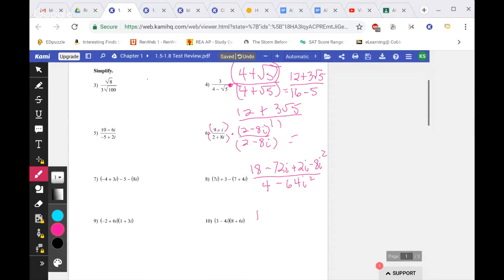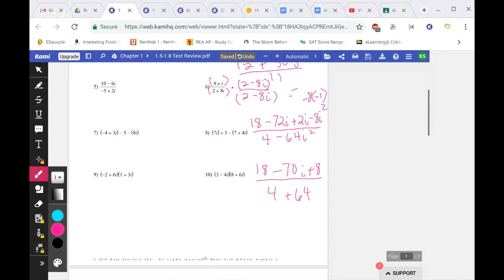Combining like terms and actually breaking down the i squareds, that's going to give me 18i minus 70i, because 72i plus 2i is 70i. And then negative 8, this actually is negative 8 times negative 1. So that's going to be a positive 8 all over 4. And this turns into negative 64 times a negative i, or a negative 1, I apologize. So plus 64.